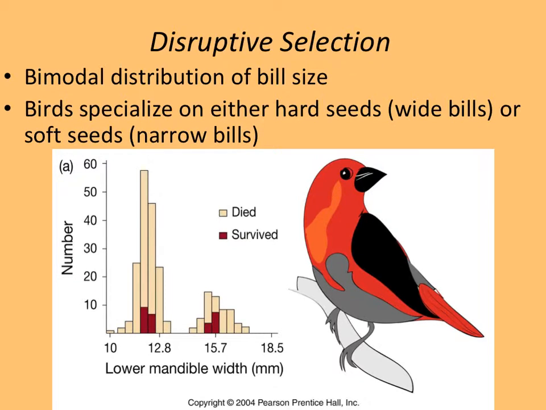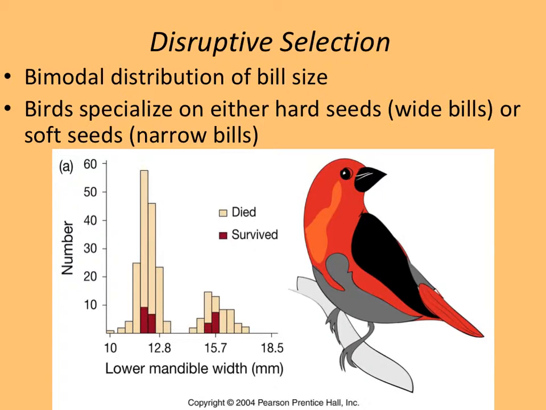Here's a finch. It eats seeds. The thing is, there's all different kinds of seeds. There's small seeds and there's large seeds. And the size of the bill determines the efficiency of actually eating the seeds. So in this case, birds, and there's really competition, let's say for medium-sized seeds, they all disappear.